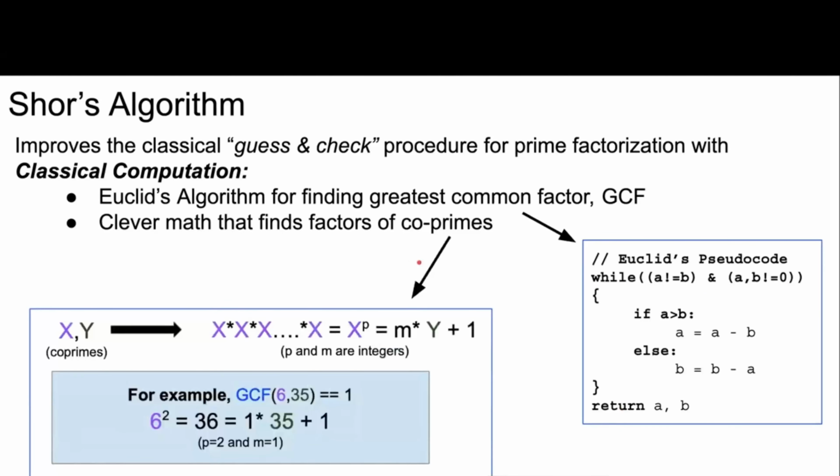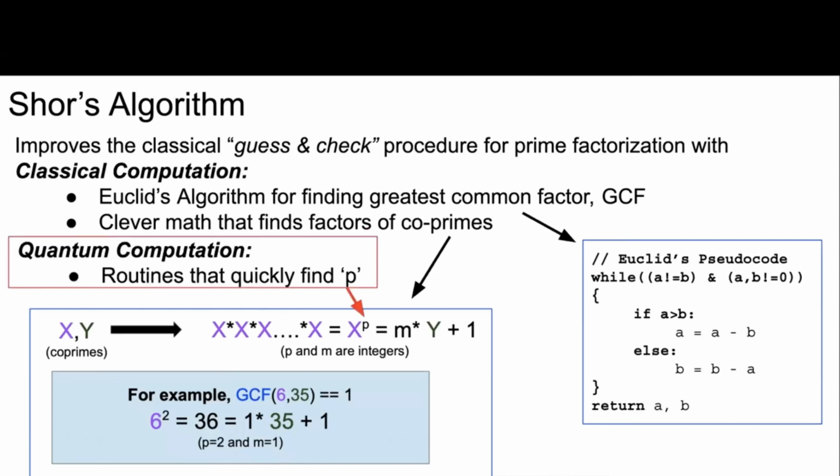For the clever math that helps us find factors of coprimes, we take two coprime values, so here we'll use x and y, and we raise x to some value p that allows us to find a multiple of y plus 1. So for example, we have two coprimes, 6 and 35. We know they're coprimes because their greatest common factor is 1. And we raise 6 to the 2 to get 36, or 1 times 35 plus 1. So in this example, we know that p is equal to 2 and n is equal to 1. Now as a note, coprime values don't necessarily have to be primes themselves. They just have to be two values where their greatest common factor is 1.